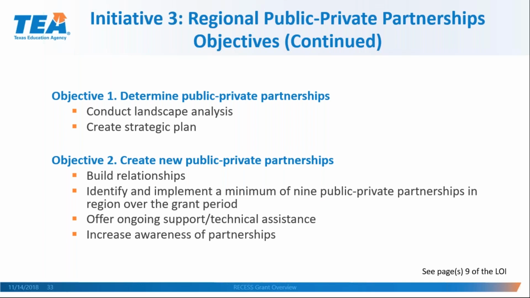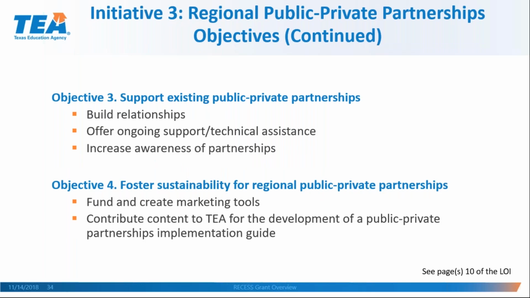Next, grantees will create new public-private partnerships between LEAs and early learning centers. Grantees will build relationships with LEAs and early learning centers, identify, implement, and maintain a minimum of 9 public-private partnerships in their region over the 3-year grant period, offer ongoing support through technical assistance and training in the form of professional development, meetings, site visits, phone calls, or emails to new partnerships in the areas of building relationships, communication, collaboration, standards, establishing sustainable funding models, quality improvement, or other areas pertinent to establishing successful and sustainable public-private partnerships. Lastly, it will also increase awareness of the partnerships at the local level, utilizing strategic marketing initiatives.